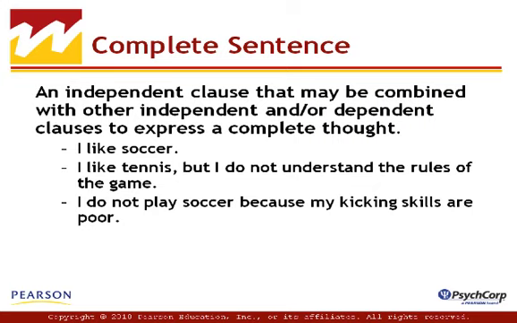Two separate independent clauses: "I like tennis." "I do not understand the rules of the game." These two independent clauses are combined into a complete sentence with the coordinating conjunction "but." "I do not play soccer," and the dependent clause, "because my kicking skills are poor." So again, you're thinking about either simple sentences, compound sentences, or complex sentences.